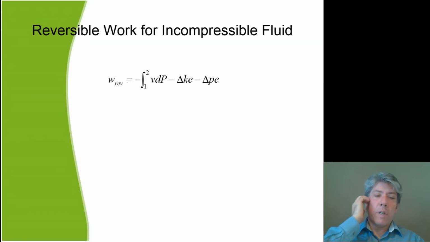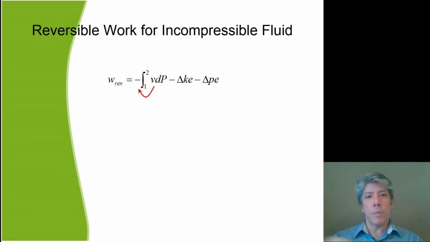But what about if we talk about reversible work for an incompressible fluid? So if we think about a pump or something like that, or maybe even air where the air really doesn't compress much, say as it goes through a carburetor. In fact, let's put the kinetic and potential energy terms back into the equation. If the fluid flowing is incompressible, we can pull the specific volume out because its specific volume doesn't depend on pressure. It's just a constant. That's what we mean by an incompressible fluid.